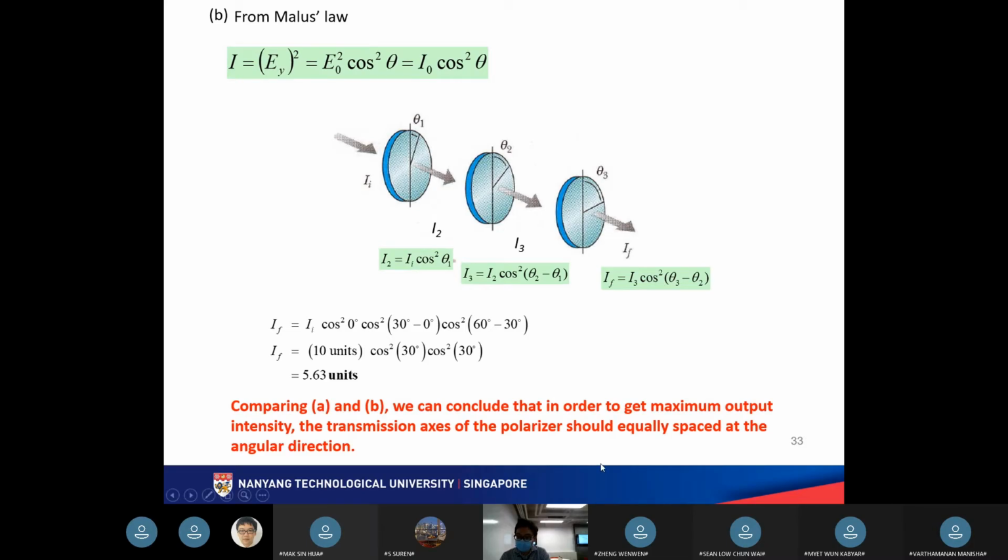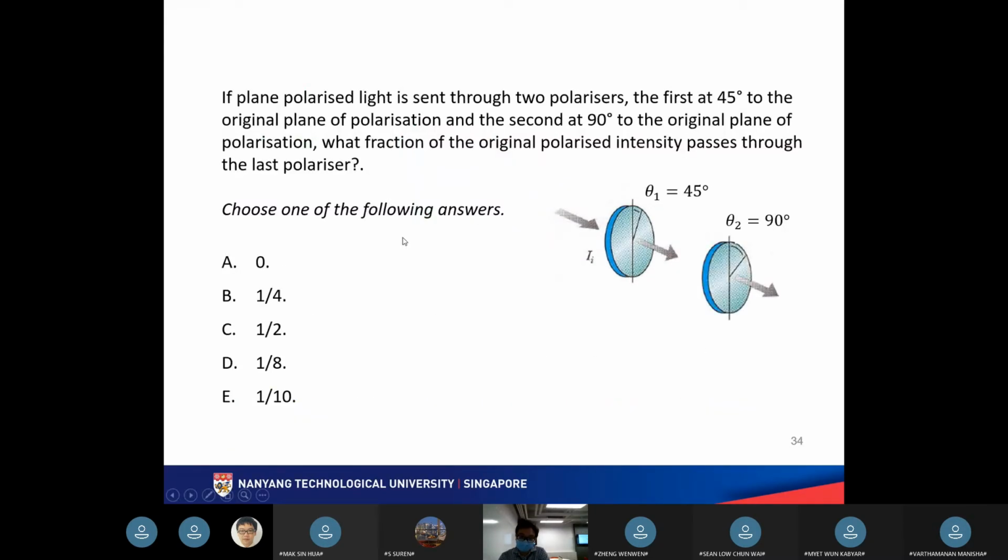Okay, when the transmission axes of the polarizers are equally spaced in the angular direction, then we will maximize the output. So bear this conclusion in mind. I will have one additional question for you to consider after the class.